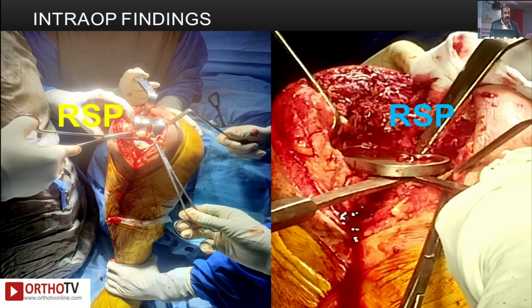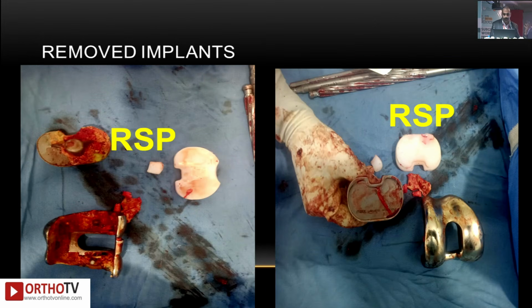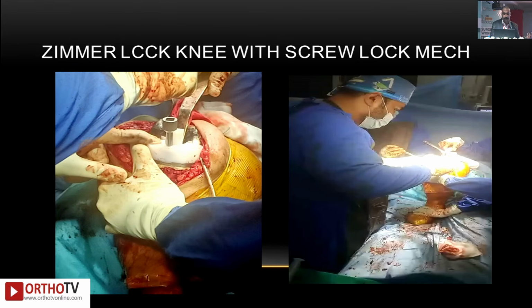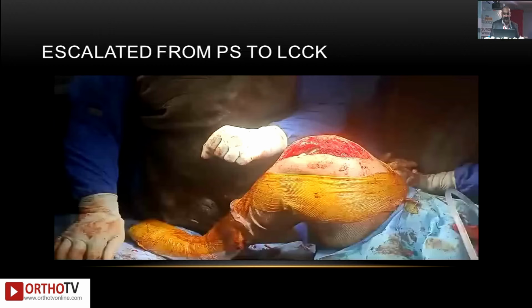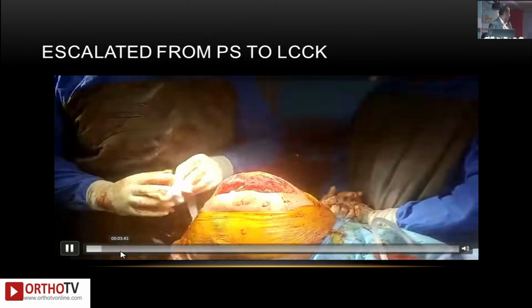So we went in, the post of the poly had broken off, and even the 17 mm of the normal primary knee was not fitting in. So here you escalate. I removed everything, it was a broken post of the poly. We went in with a Zimmer LCCK with a screw lock mechanism. I'm not going to show all the videos, but just this is the post-op stability.